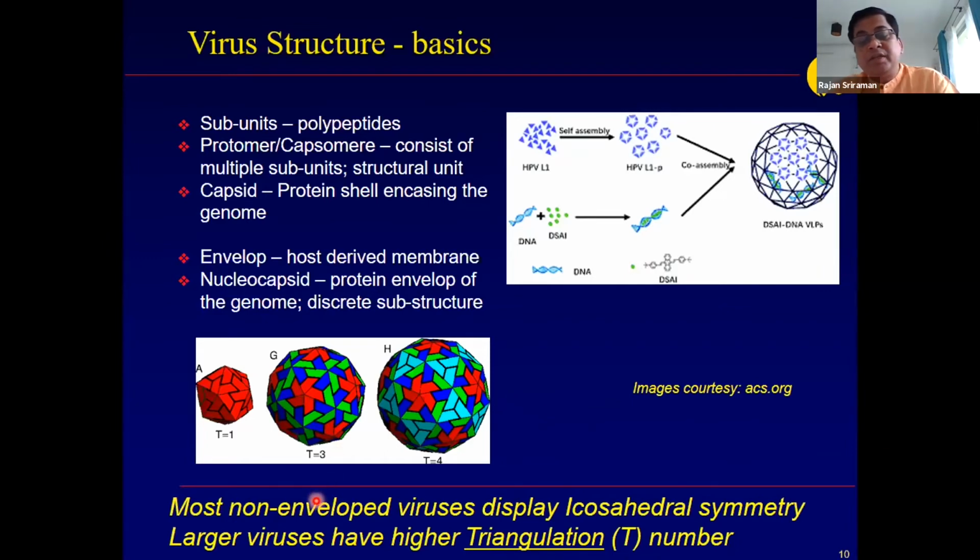And the larger the virus, the higher the triangulation number, and the more subunits get involved. So it will be easier to assemble T1 symmetry, or sometimes up to T3 symmetry. But the moment you get into larger symmetries of up to T13 or T14, there are viruses that large. It is extremely difficult to assemble them, so they will be very, very slow.